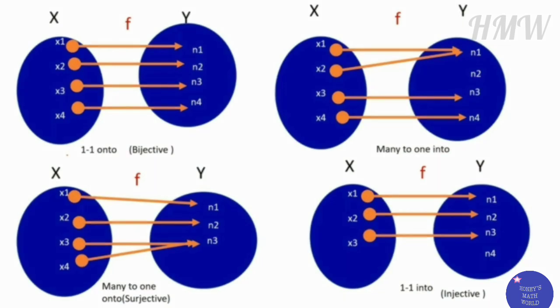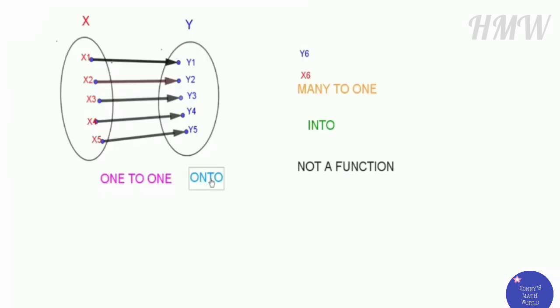Second one is many-to-one and into function. It is into because codomain is not equal to the range. The third one, it is not 1-to-1, so it is many-to-one, but codomain is equal to the range, therefore it is onto. The last one is 1-to-1 and into. It is into because codomain is not equal to the range. Now this is 1-to-1 and onto function because distinct elements have distinct images and codomain is equal to the range.